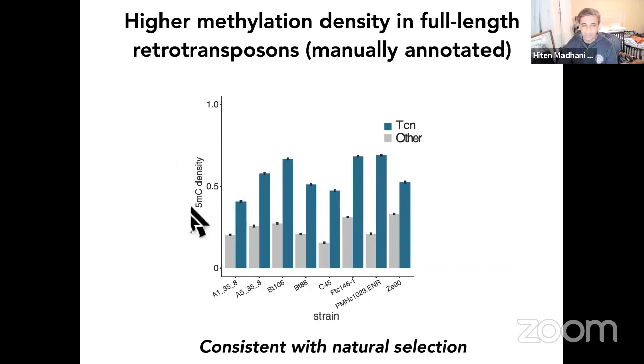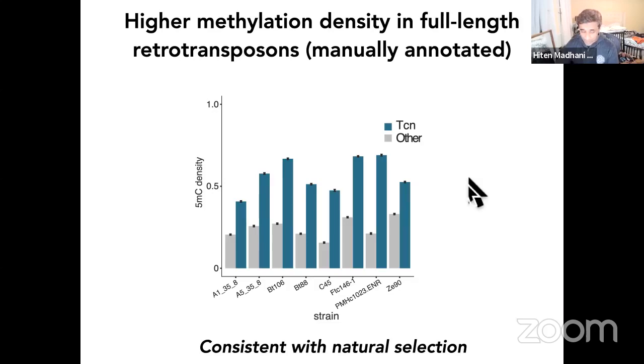And so what's shown here is the fraction of CGs that are methylated in full-length centromeric transposons versus other centromeric sequences that are not transposons. And what you can see is that for every strain, there's significantly more methylation density on full-length transposons rather than transposon remnants, which is, again, consistent with the hypothesis that natural selection is operating to maintain DNA methylation.